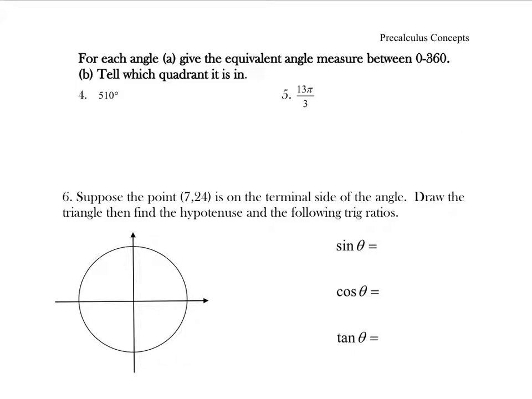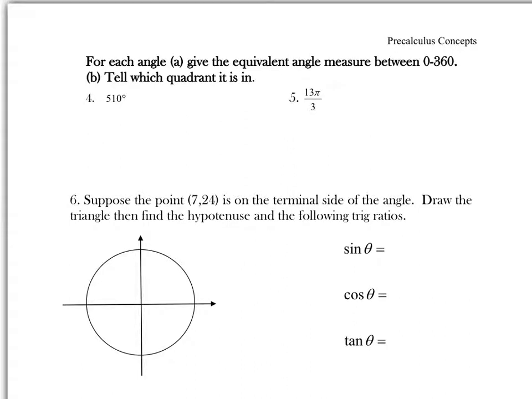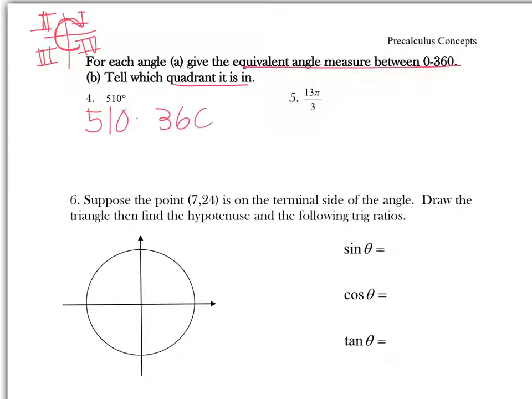On the next page here, they want us to give the equivalent angle, that's going to be between 0 and 360, because remember our circle is only 0 to 360, and then tell which quadrant it's in. So remember, the way our quadrants are named, it's like a C for coordinate plane. So starting here, it's 1, 2, 3, and 4. Okay, so a C. 510 degrees, that's going to be more than one time around the circle. So you do 510 minus 360, and you just get 150 degrees.